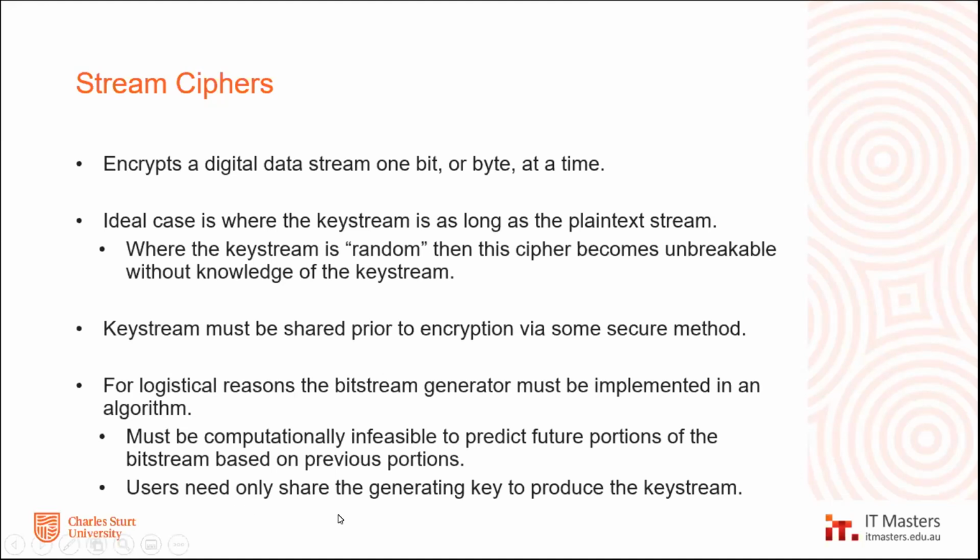Users only have to share the generating key to produce the key stream. So we only need to have that shared secret key in order to be able to reproduce the key stream, the ones and zeros that we're feeding into the cipher along with the plain text to produce the ciphertext. If we know that key, we're all good to go.